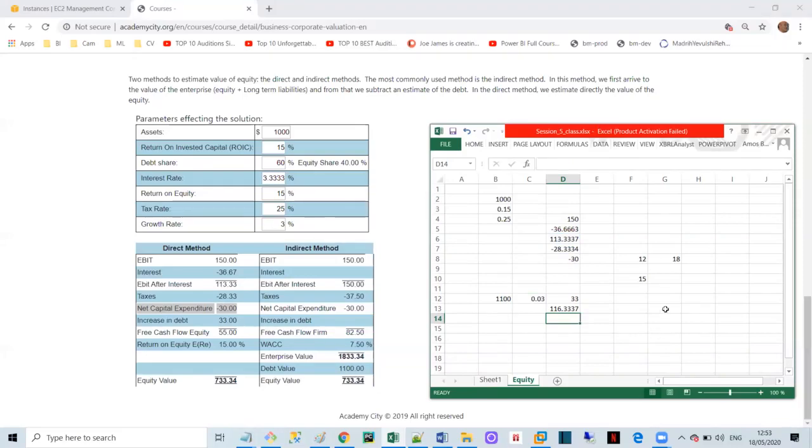Did I miss something? Can anybody help me? What did I do wrong? I had 113, minus 28. Let's do it again. 113. We subtract the taxes. We subtract the capital expenditure, and we add back this one. Why do I get a different number than I get here? What did I miss? No, this should be positive. That's fine. I did the whole thing. What happened? What did I miss?